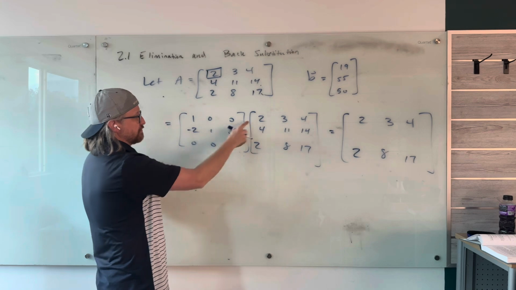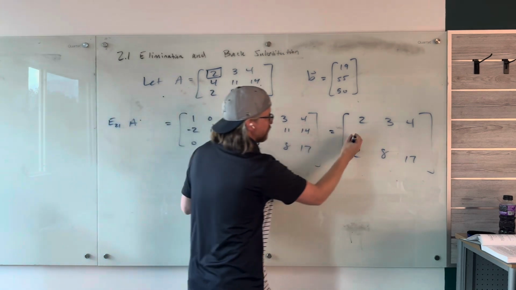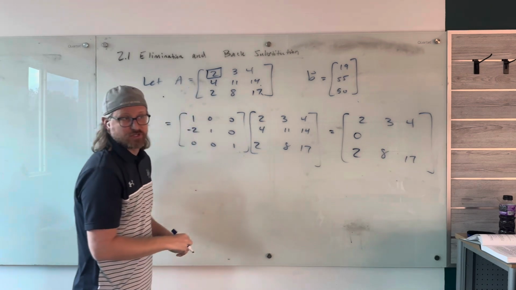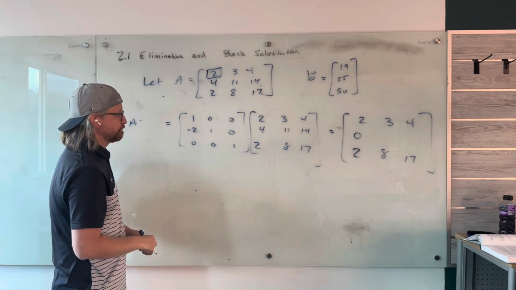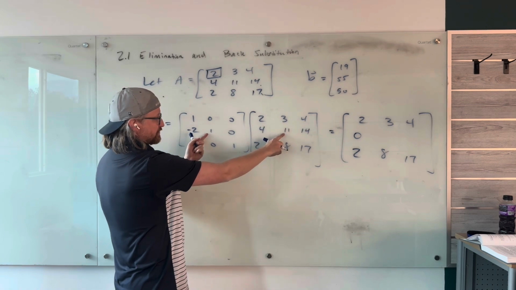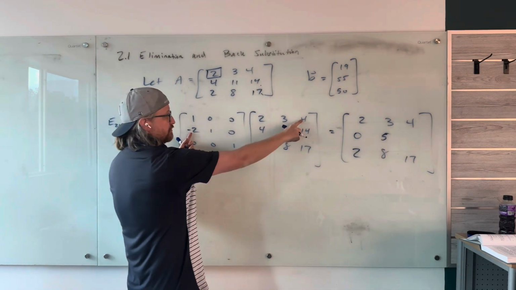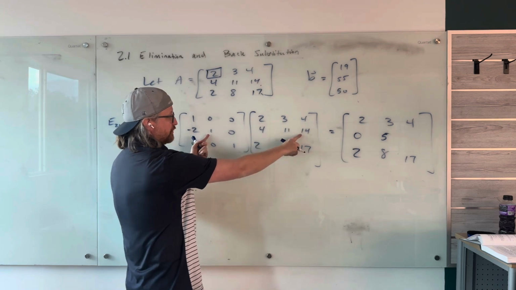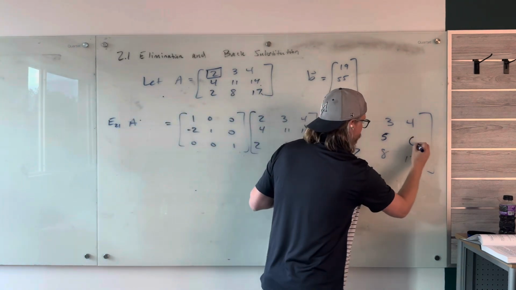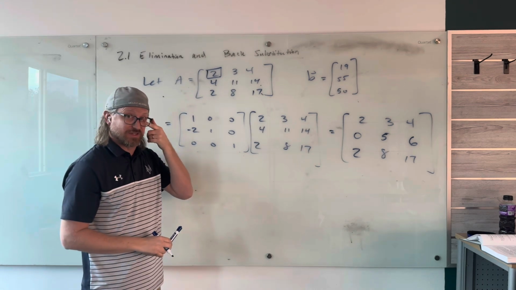We're only ever working with 2 rows at a time. So I have -2 times 2, which is -4, plus 4 is 0. And we've accomplished the 0 entry there in A21. Now if I do negative 2 times 3, that gives me negative 6, plus 11 gives me 5. Negative 2 times 4 is negative 8, plus 14 gives me 6. And thus I have my first transformation there on the left-hand side.